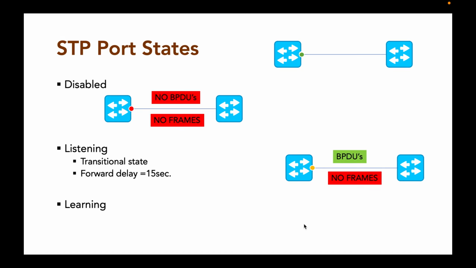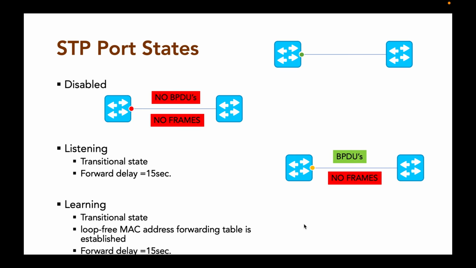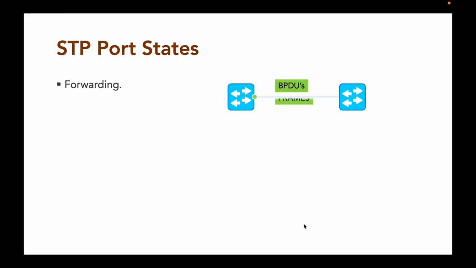Next, we have learning state. This is also a transitional state. In this state, a loop-free MAC address forwarding table is established, and the port does not forward any user traffic. By default, the port spends 15 seconds in this state. Then we have forwarding state. A port in forwarding state can forward user traffic and process BPDUs. Only the root and designated port can enter the forwarding state.